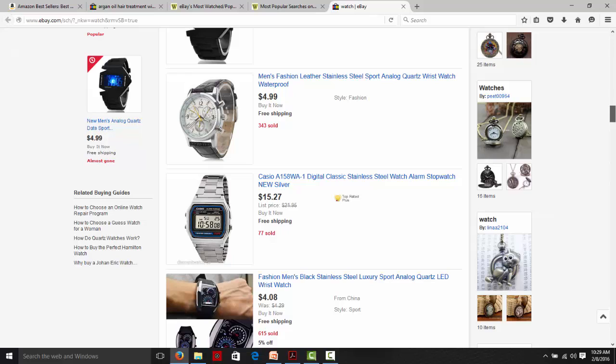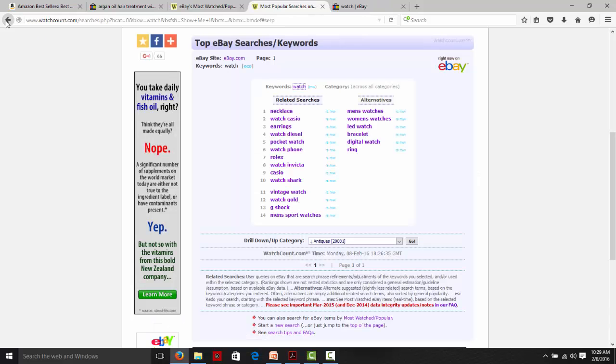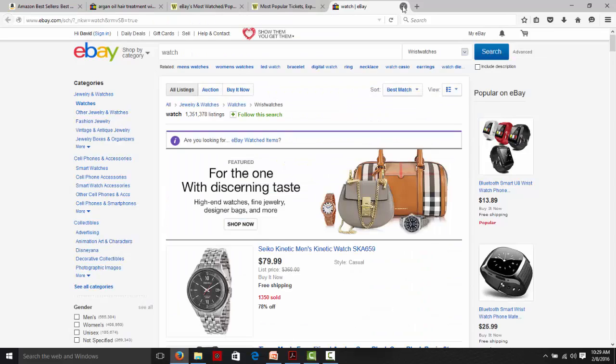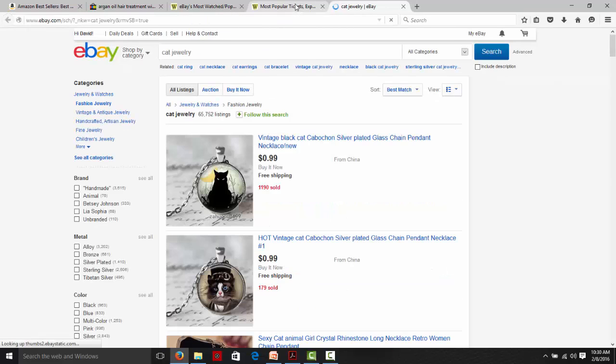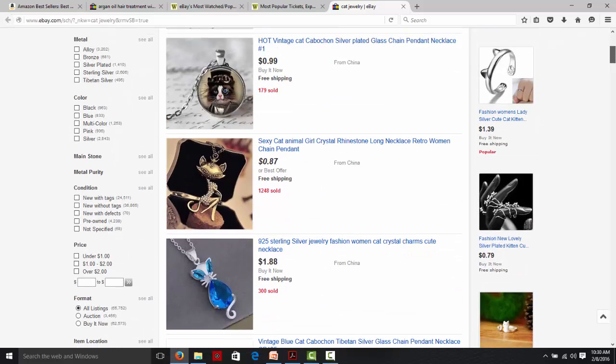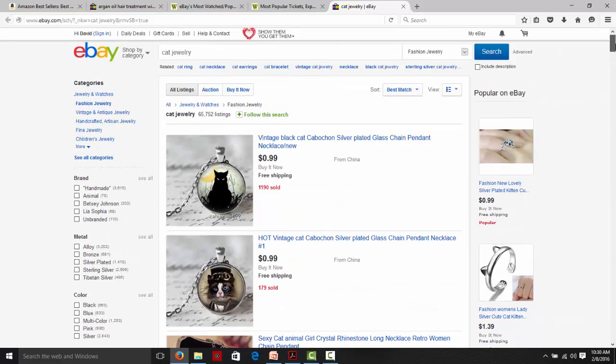Don't forget to look in multiple niches. There are a ton of niches you can search, such as animals, cats, dogs. The pet and animal niches make great niches for t-shirts as well. And you can also scale up from there. Another niche that I want to show you is cat jewelry. See this one right here. For example, it's very hot and it has a ton of popularity.